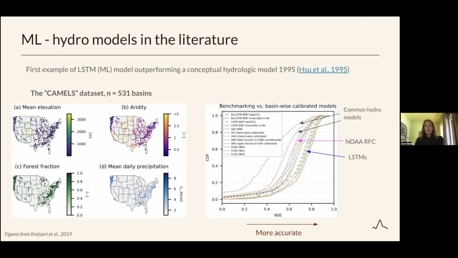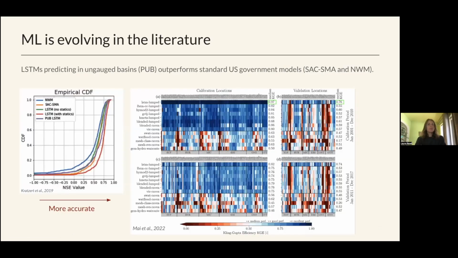And so we're comparing some common conceptual hydrologic models against the RFC, which is the River Forecast Center, the kind of state-of-the-art government forecast here in the US, against LSTMs. LSTMs in general outperformed the other conceptual models that are used. And so this was a big eye-opener for folks to start paying attention and understanding how these models worked.